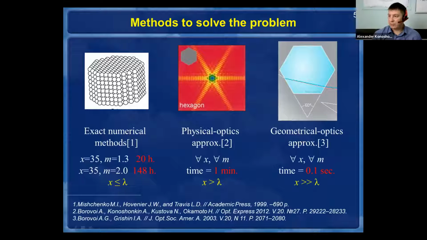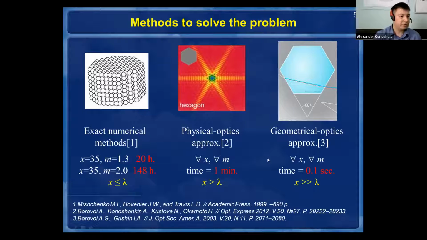So there are several methods to solve this problem. The first group is the so-called exact numerical methods, rigorous methods, such as discrete dipole approximation, FDTD, invariant embedding, and others. All these exact numerical methods are very good, but they fit only small particles, like dust particles. It's a problem to calculate ice crystals because they are much larger than the wavelength, and we cannot apply these numerical methods because of computational issues.